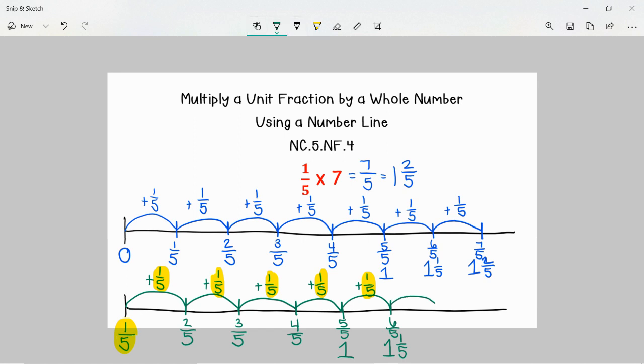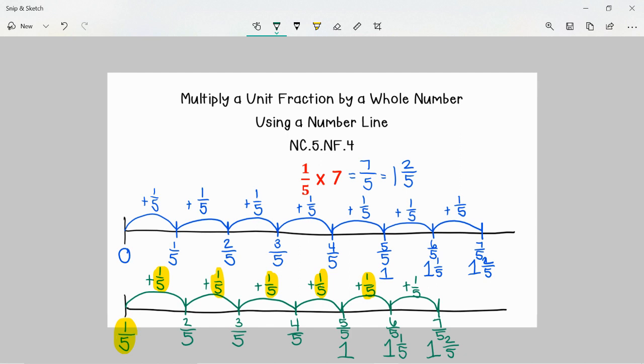So we'll make another hop of 1/5. And 6/5 plus 1/5 would be 7/5. Or we could say 1 and 1/5 plus another 5th would be 1 and 2/5. And so you see that we get the same product either way we use the number line to solve. And we can see that 1/5 times 7 is 7/5, or 1 and 2/5.